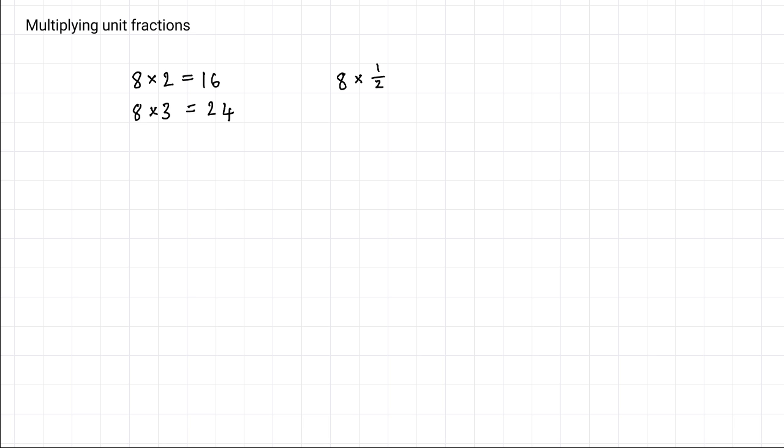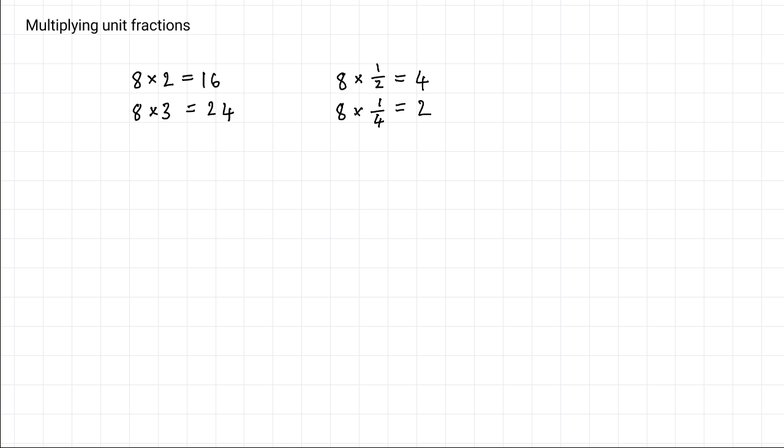So I'm going to use the same language I used here. So I've got 8 times by a half, so I'm going to have 8 and I'm going to make it half as big, and that will be 4. And let's try one more. 8 times a quarter, and again I'm going to use the same language. I've got 8 and times by a quarter, so that will be 8, and I'm making it a quarter as big, and that will be 2.